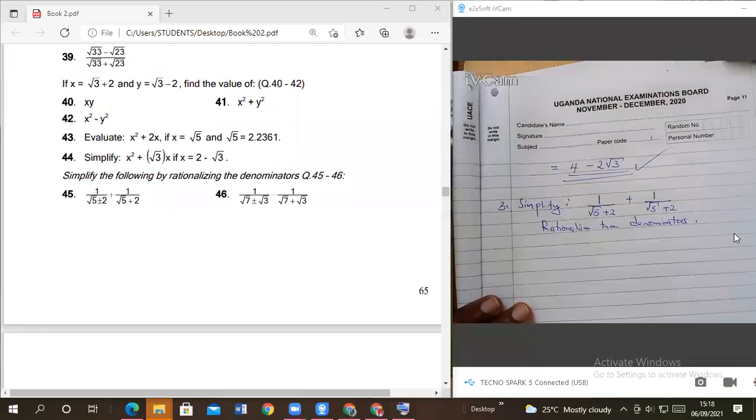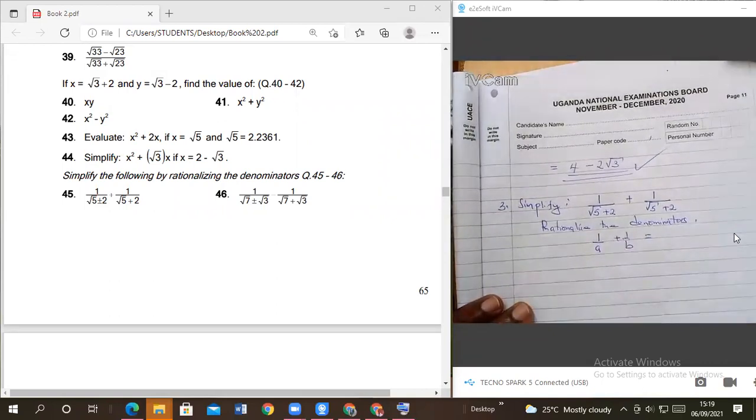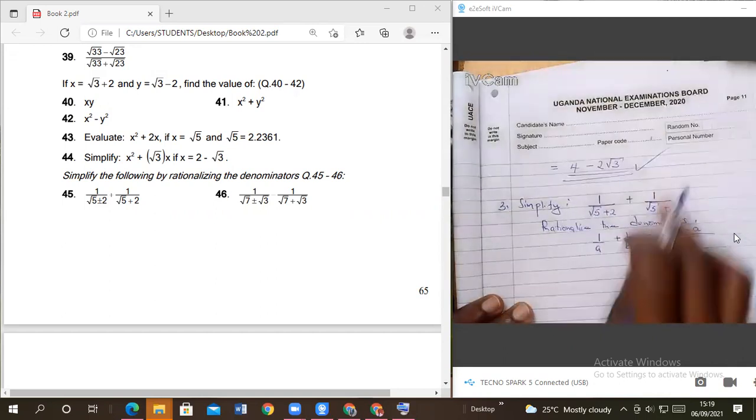Even before we rationalize, it's like when we are dealing with fractions. When I have 1 out of A plus 1 out of B, what do you do first? You get the LCM, not so? So the LCM is AB. So this will be B plus A. That's what we are going to do there.